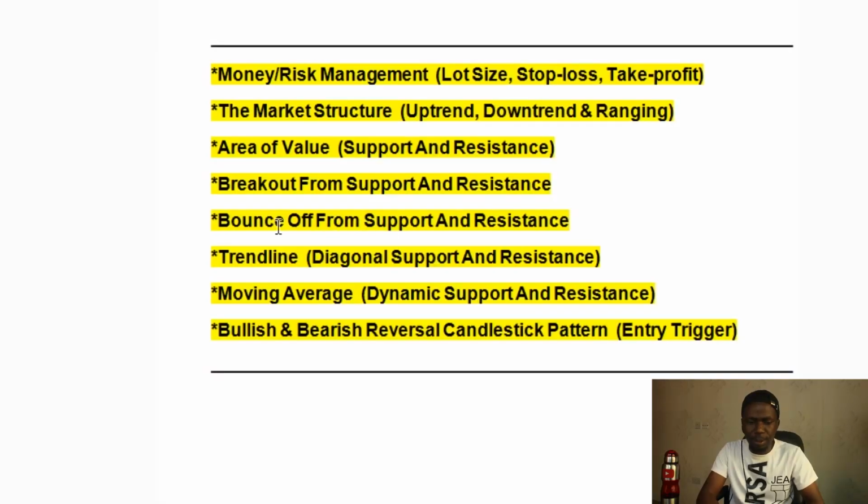We also talked about the bounce off from the support and resistance level. The bounce off is when the price gets rejected from an area of value. Like if the market is ranging and you draw your support and resistance level using a horizontal line, if the market is going down, comes to the support level, gets rejected and starts heading up, you take a buy trade. We call it a bounce off. And if the market goes up to the resistance level, then reverses and starts heading down, you take a sell trade. That's what we call the bounce.